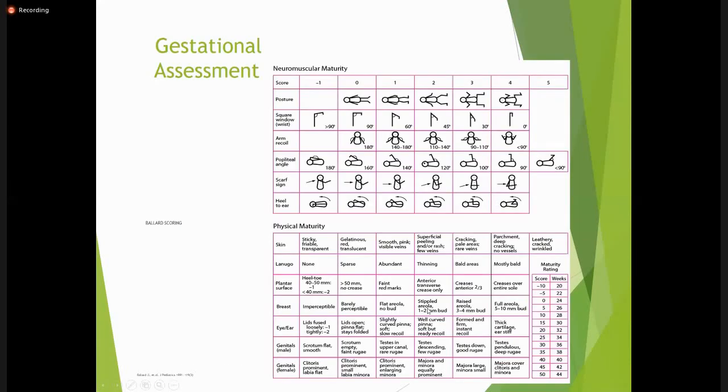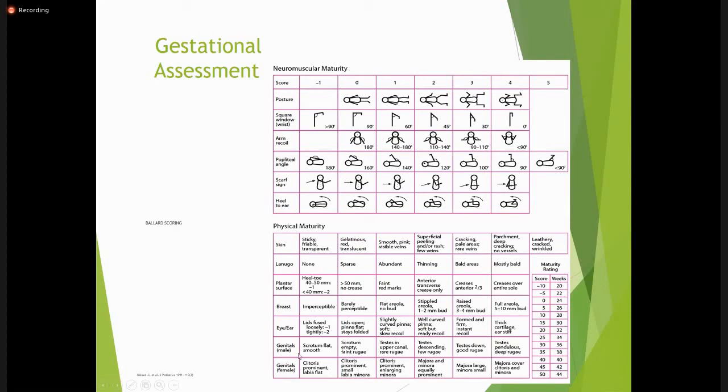Then the third thing is the plantar surface. Breast bud: imperceptible, barely perceptible, flat areola, stippled areola, raised areola, full areola. Then eyes and ears: lids fused, lids open, pinna flat, slightly curved pinna, well curved pinna, formed and firm with instant recoil, thick cartilage, stiff.